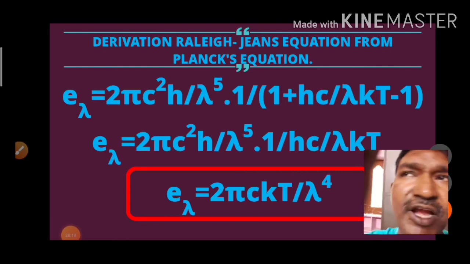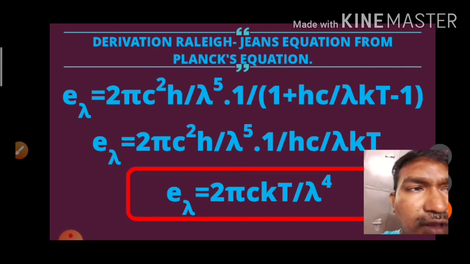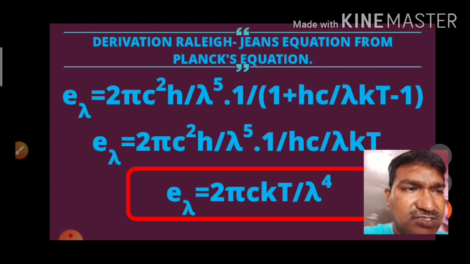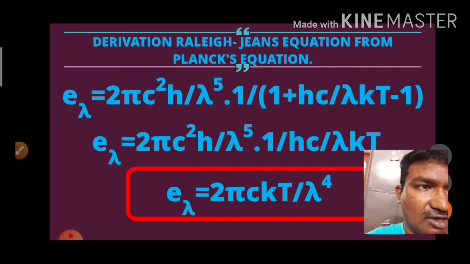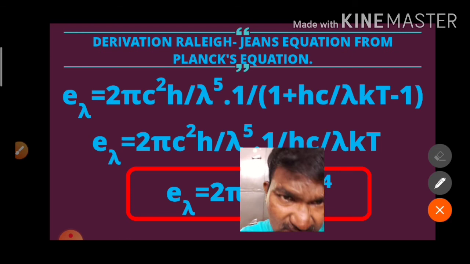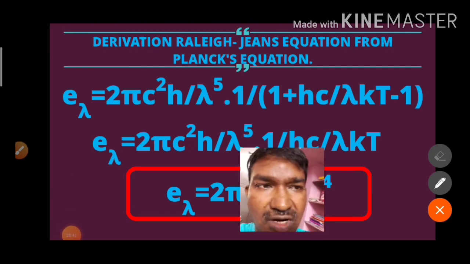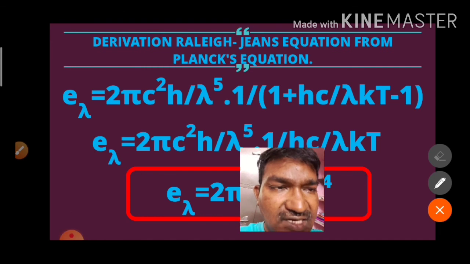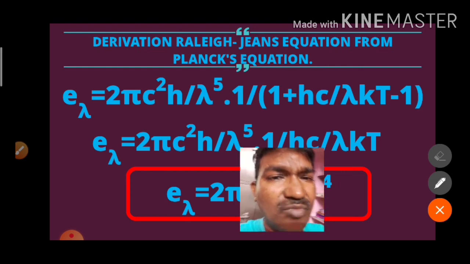Now once again we try to recollect the postulates of the quantum theory: that energy is released by the objects in a discontinuous manner in discrete amounts, and each amount here is called an energy packet, and an energy packet is also called a quantum. And the energy is released by the oscillations of the charged particles. These charged particles are nothing but electrons.